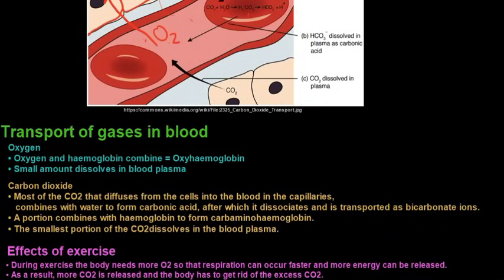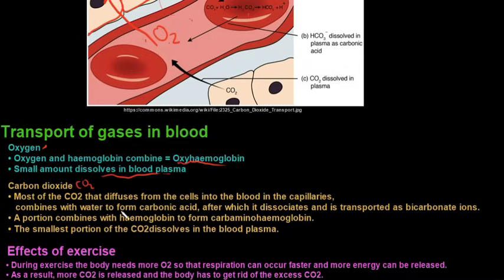Now the transport of gases in the blood. Oxygen is transported with hemoglobin. So oxygen and hemoglobin combine and form oxyhemoglobin, and then a small amount of the oxygen will diffuse into the blood plasma.